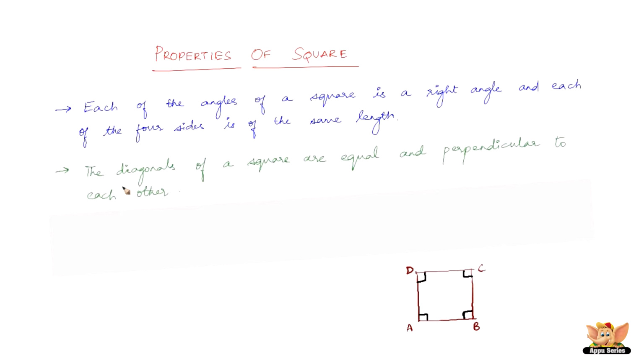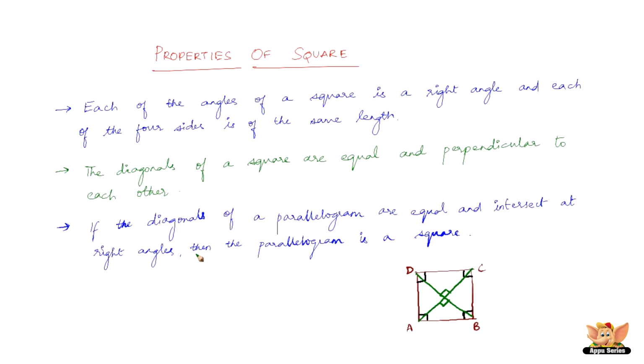And coming to the second property, it states that the diagonals of a square are equal and perpendicular to each other. So if I join one corner of the square to another corner, and do that for both the corners, then AC and DB are equal and they are perpendicular to each other. They also intersect at 90 degrees.